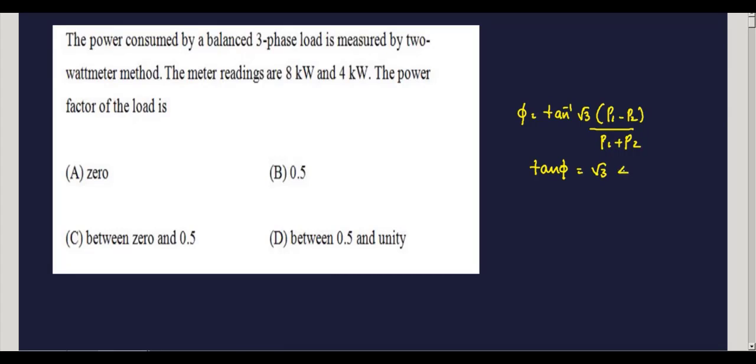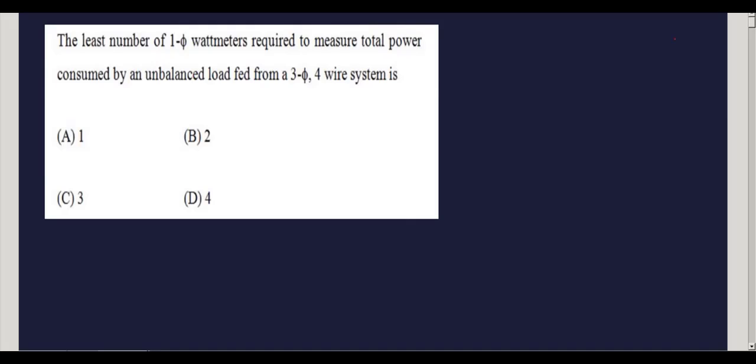What is P1? 8 minus 4, 4 by 12, that is equal to 1 by root 3. Tan 30 is 1 by root 3, so phi equals 30 degrees. Okay. So, what is the power factor? Cos 30 degrees. Cos 30 is root 3 by 2, that is equal to 0.866. The answer is between 0.5 and unity. Answer is D. Let's see the next question.